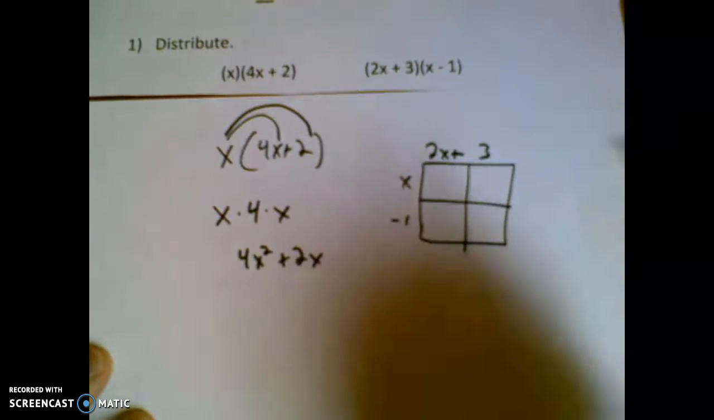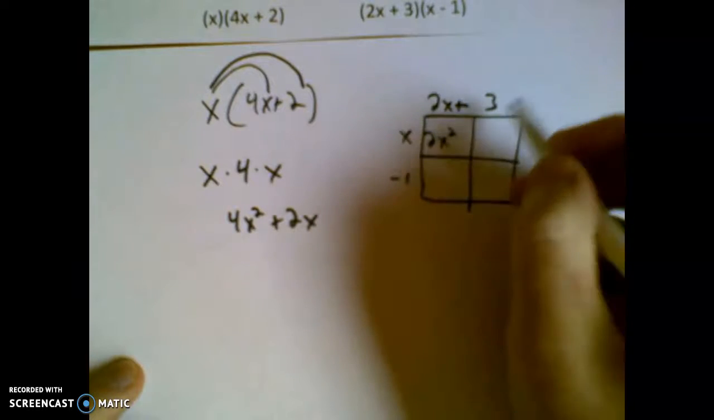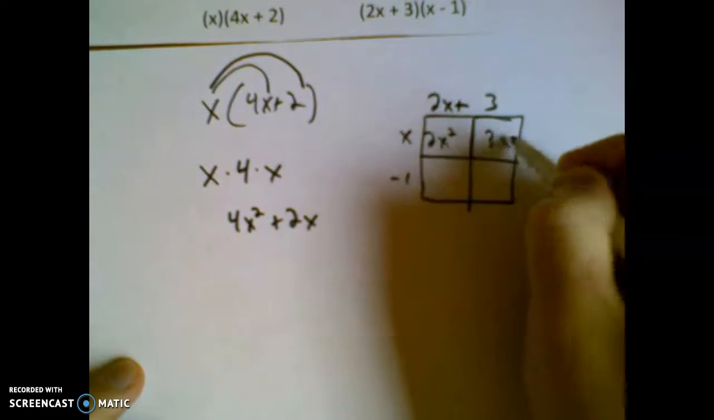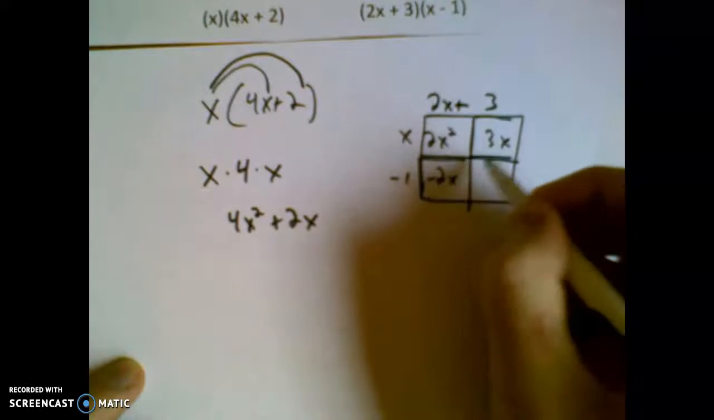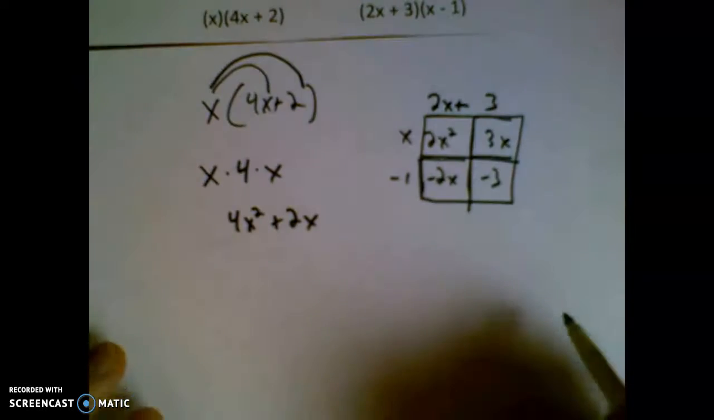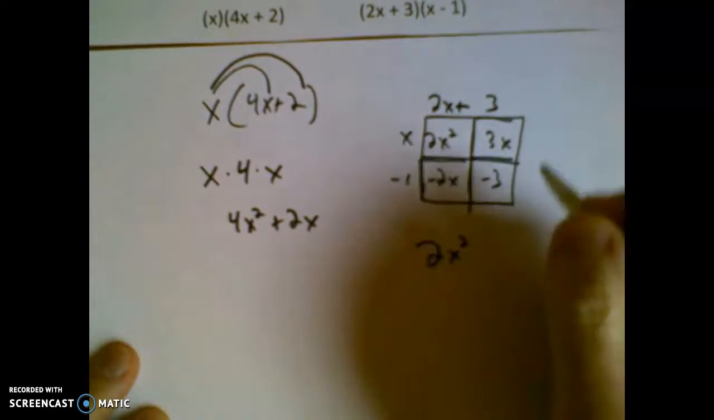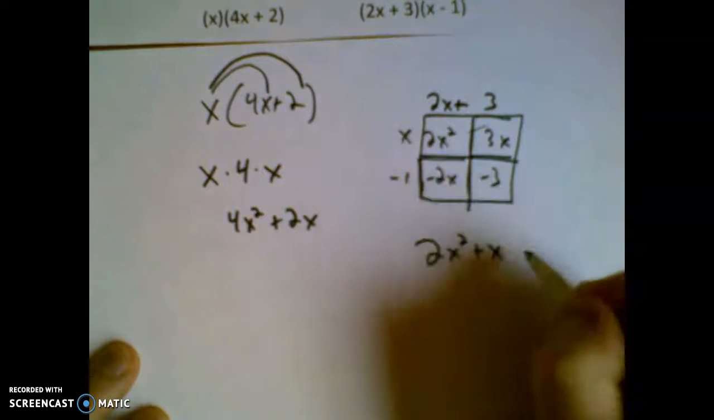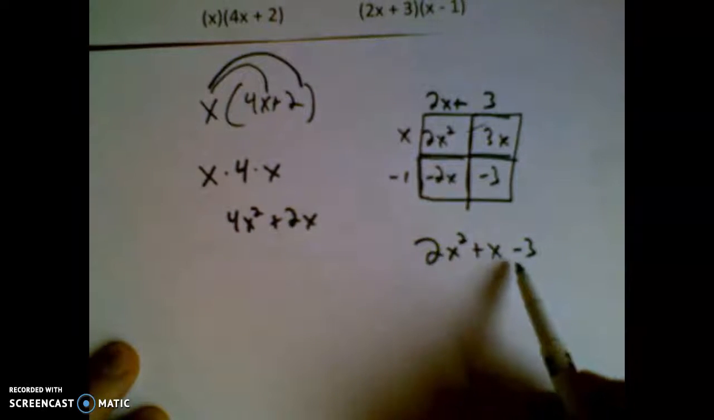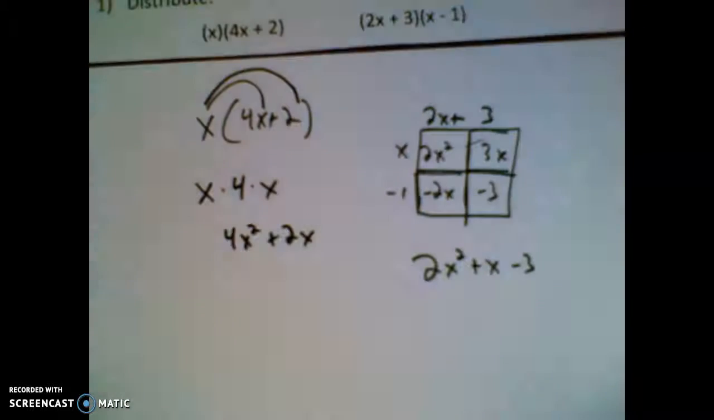So 2x times x will give me 2x squared. 3 times x gives me 3x. 2x times negative 1 is negative 2x. And 3 times negative 1 is negative 3. And then it's nice to, of course, combine like terms. So I have 2x squared, a total of 1x, and then minus 3. So this is the same expression as what we had to start with.